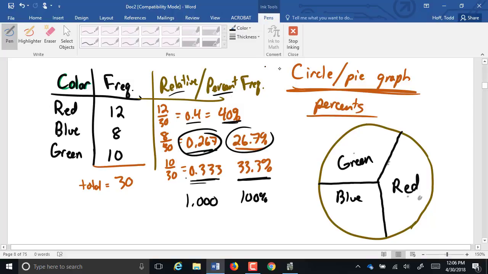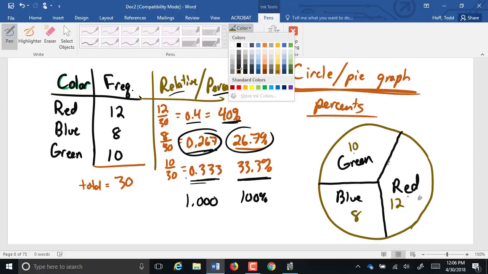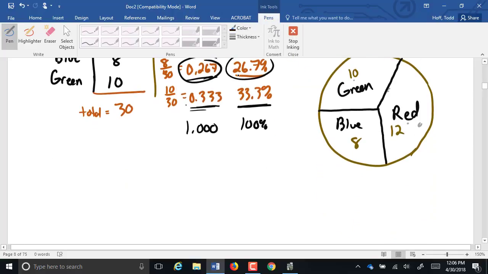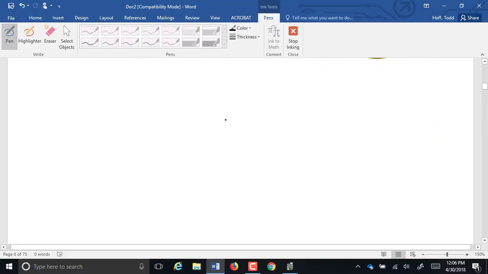Now we might be given numbers in here that green was 10, blue is 8, and red is 12. Those are some things we might need to be able to read off of a graph like that. And we might need to be able to go the other way and find the percents.